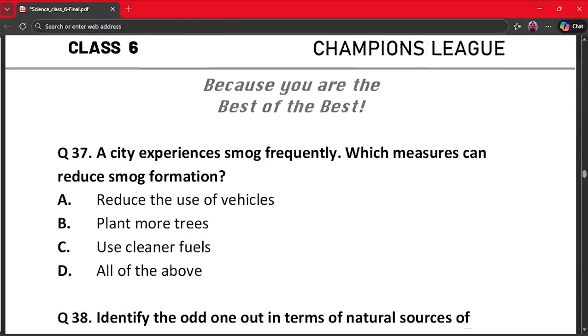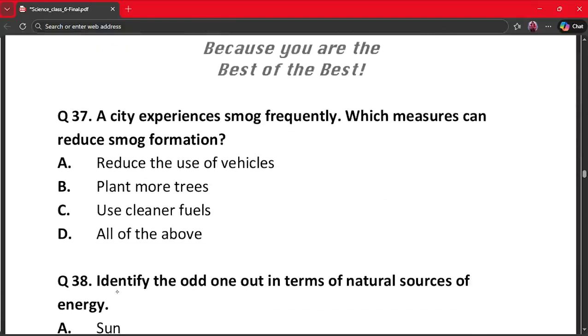Let's move on to the next question, that is question number 37. A city experiences smog frequently. Which measures can reduce smog formation? A. Reduce the use of vehicles. B. Plant more trees. C. Use cleaner fuels. D. All of the above. The correct answer is all of the above.